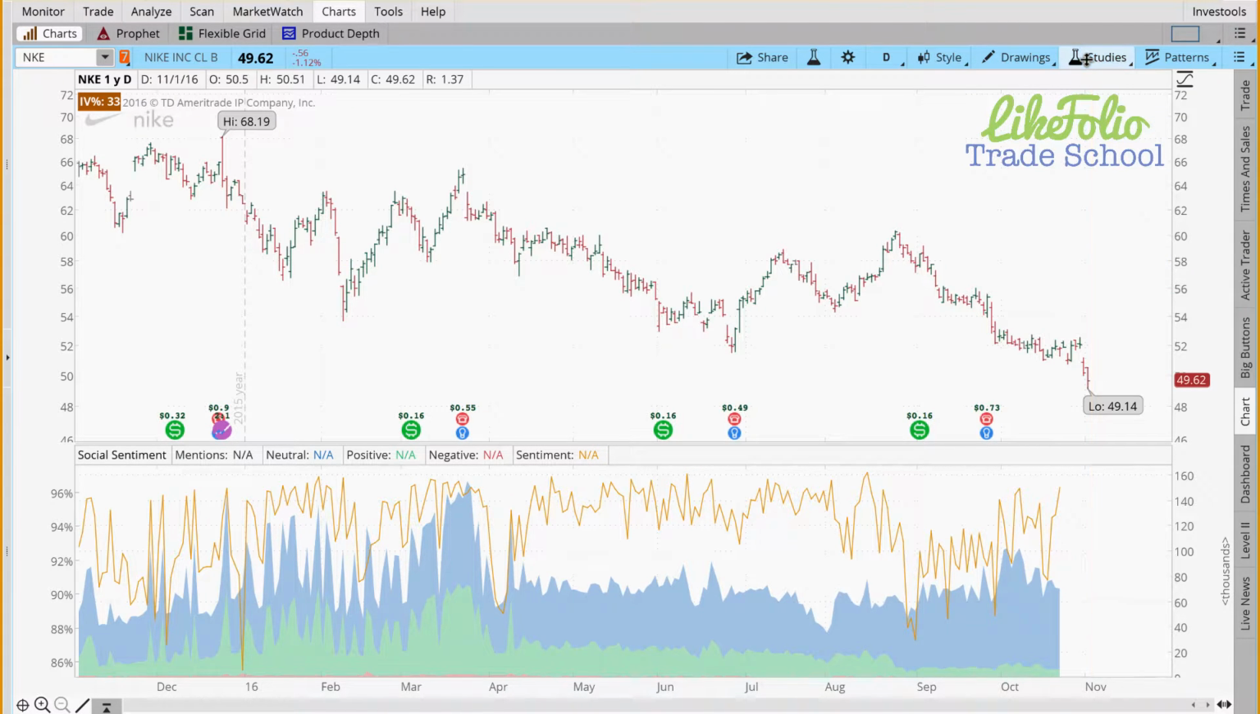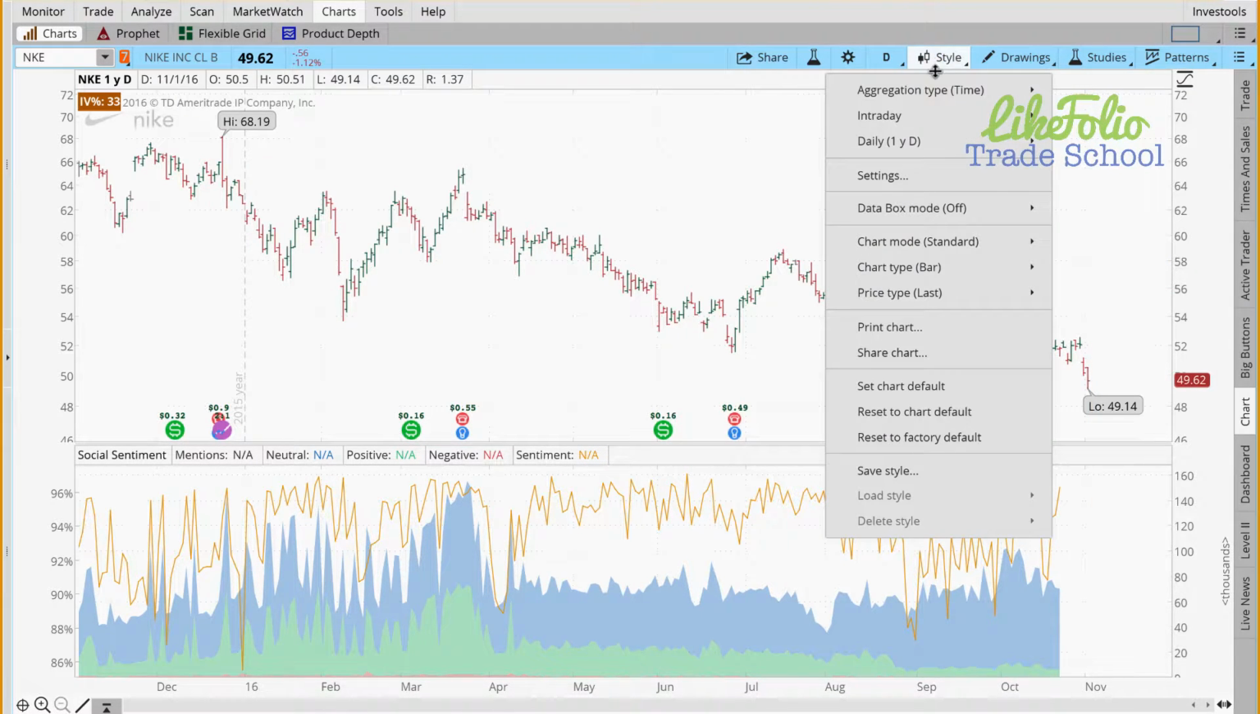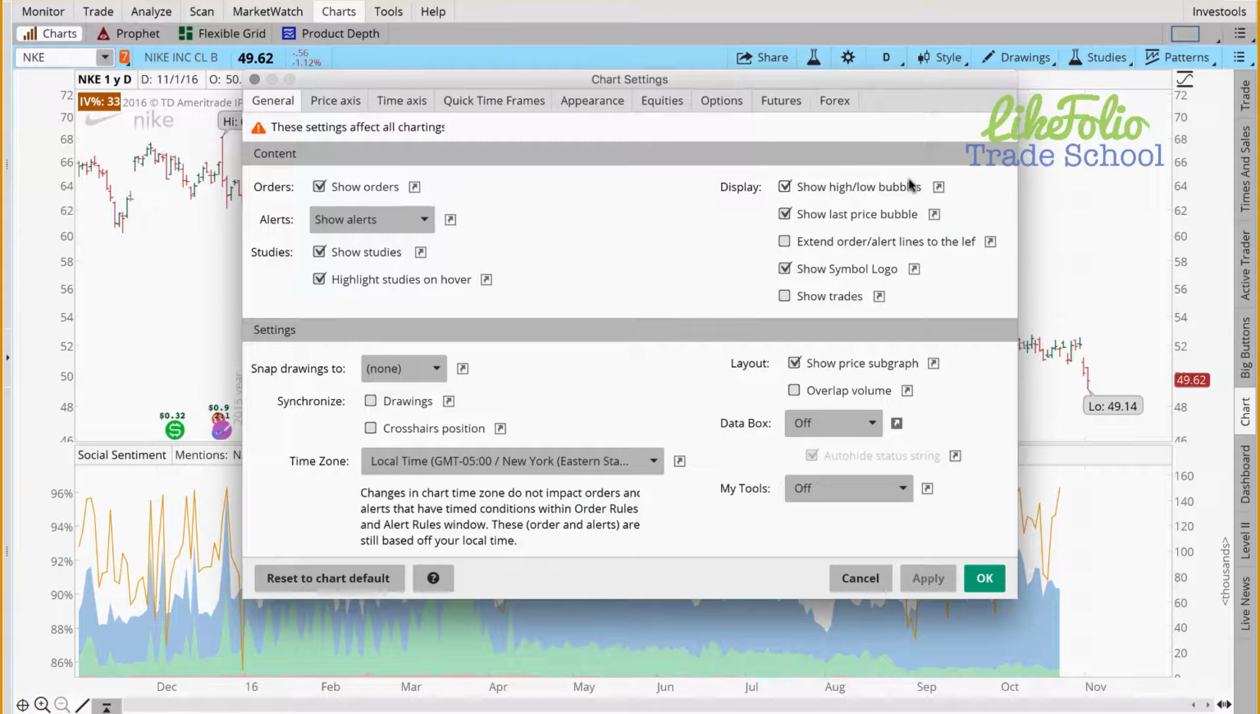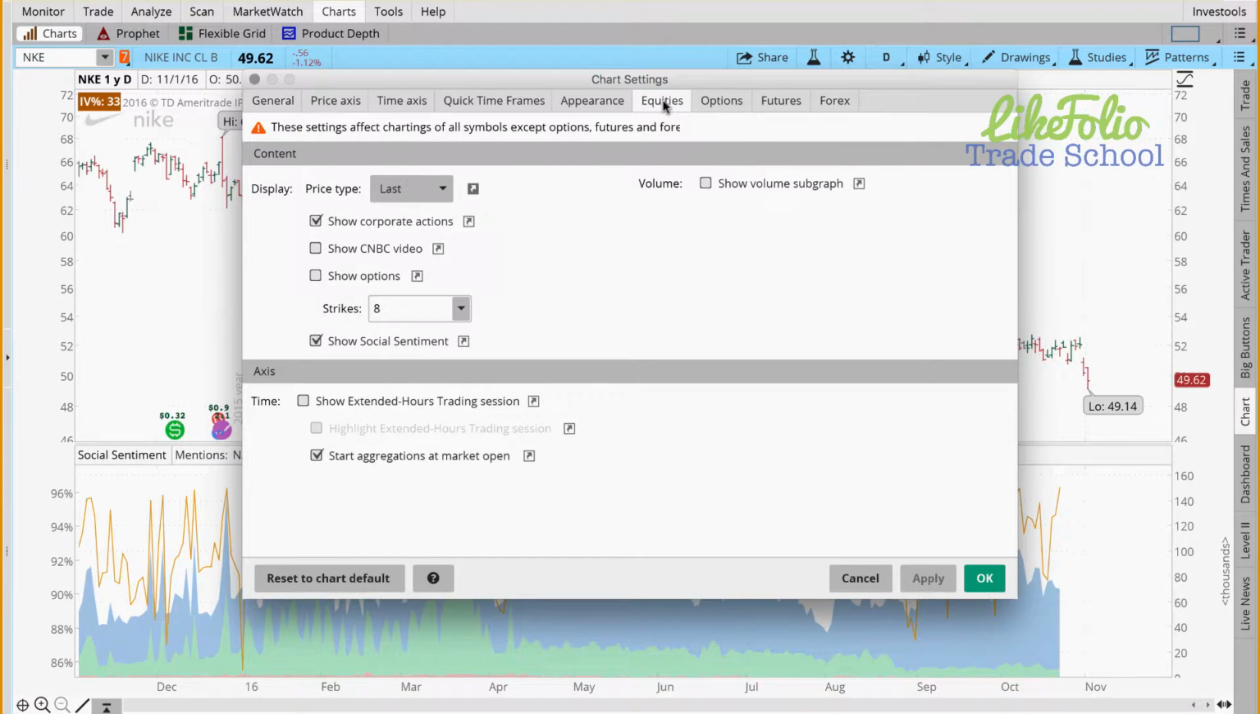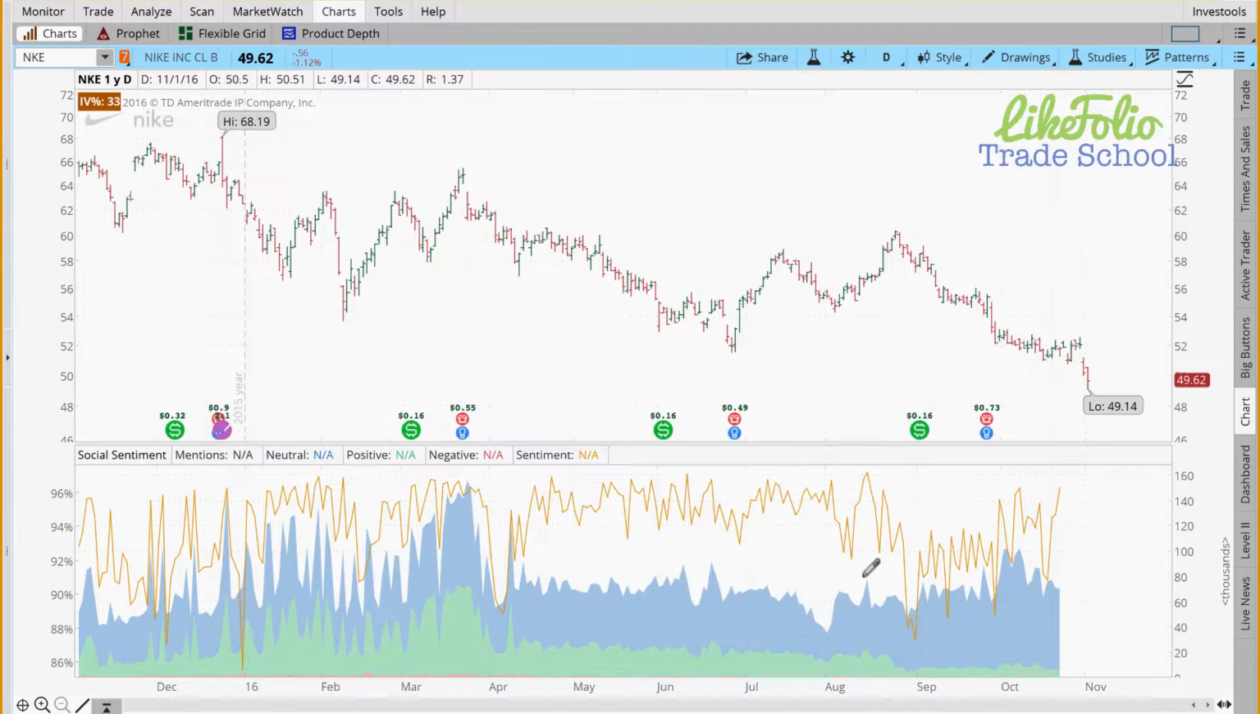We want to make sure we have social sentiment on our graph. So do that by going to Style, Settings, go up here to the Equities tab, and make sure that Show Social Sentiment is checked. And we've got that on there.